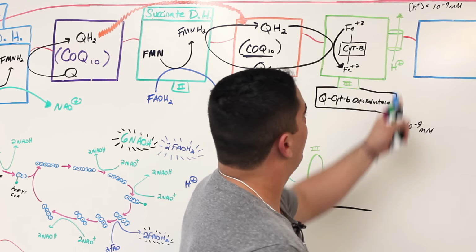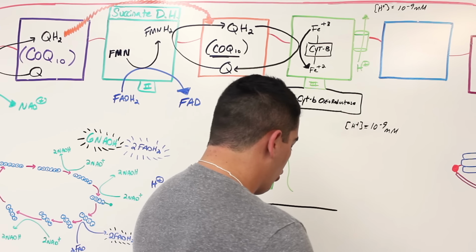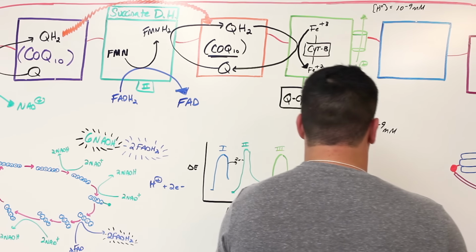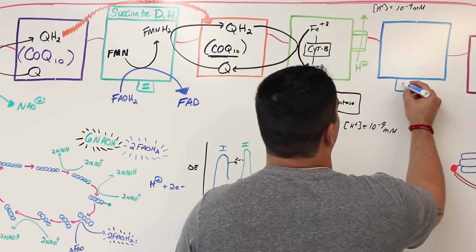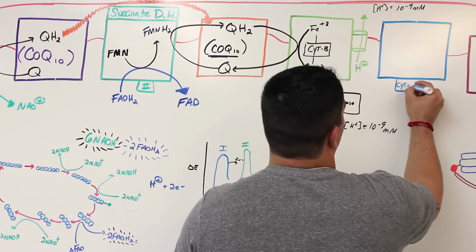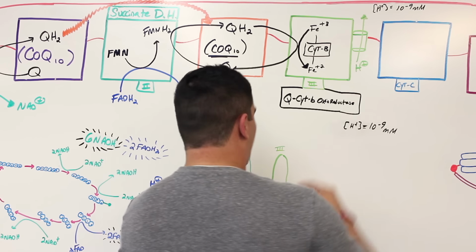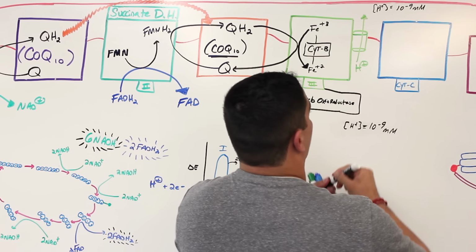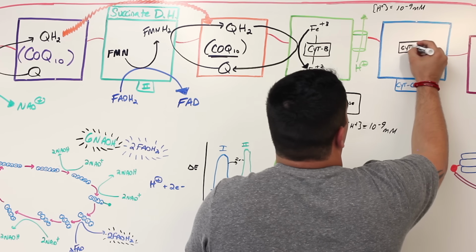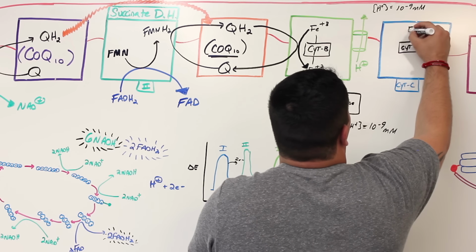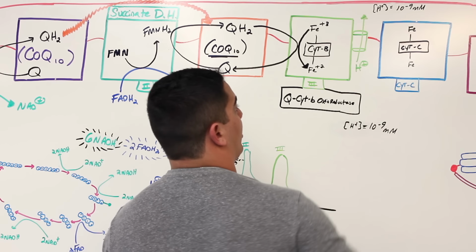Then what happens? This guy right here is going to pass his electrons on to the next guy. Who is this next guy? This guy right here is specifically going to be called Cytochrome C. So what Cytochrome C consists of is still the same. It's going to have that heme group in it, right? So here, let's say you have your Cytochrome C. And again, it's going to have iron in it. And it might even have copper incorporated into it also.